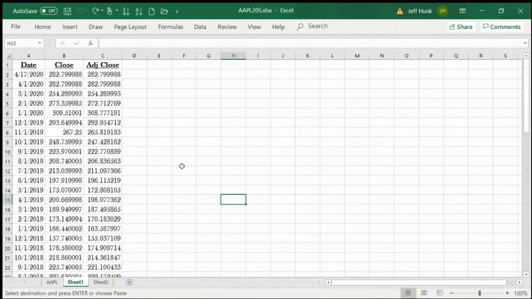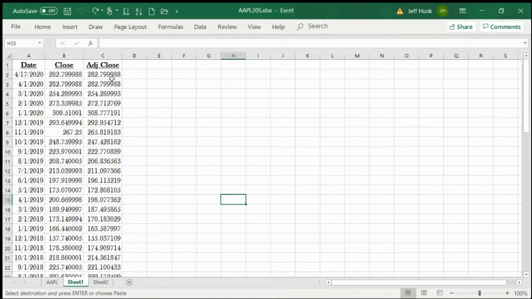So then the next question is, what's the difference between close and adjusted close? Now, a closing price is literally the closing price, but adjusted close price means it's the price adjusted for stock splits and dividends. Okay, stock splits and dividends. So what does that mean?